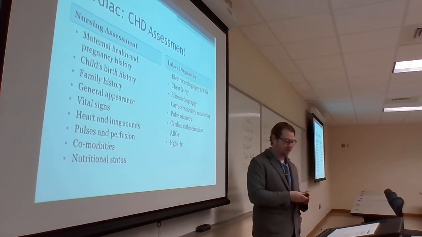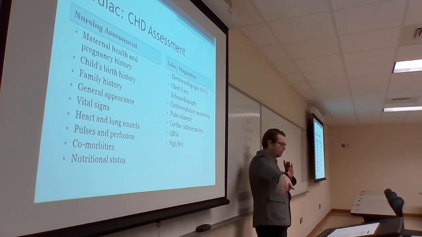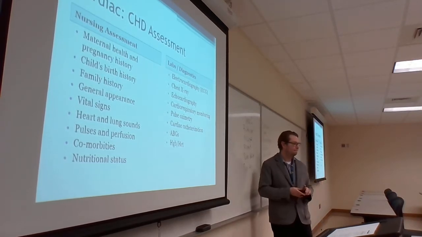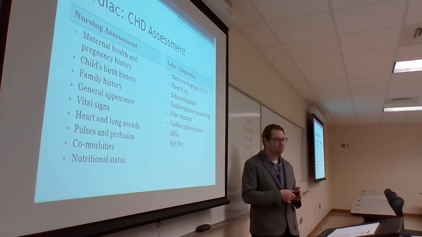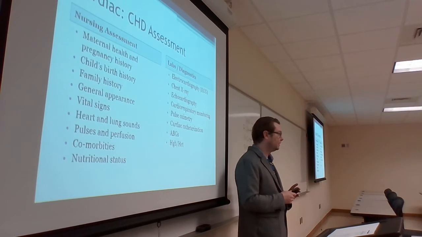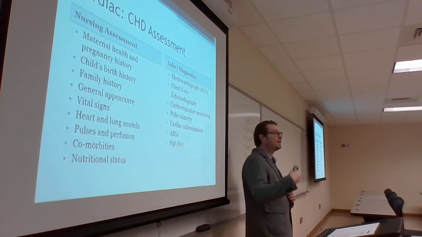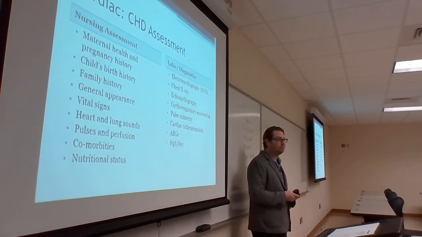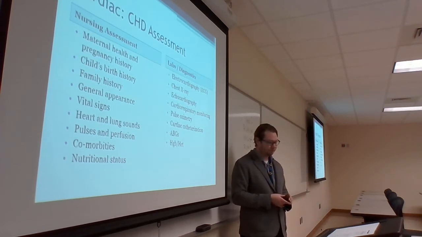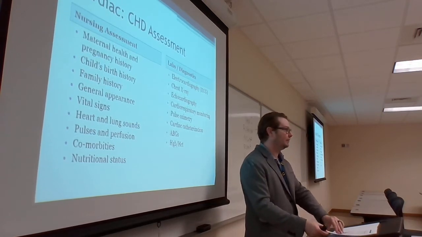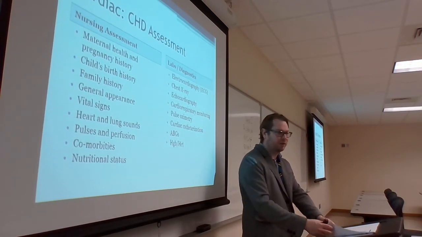We want to know about the birth history. Think back to maternal newborn. What do you want to know about birth history? Were they breech? Were they born in an appropriate position? What else? Term, how far to term they came. Vaginal versus C-section. Is there a special thing we use at birth? APGAR. Yeah, we want to know their APGAR score.